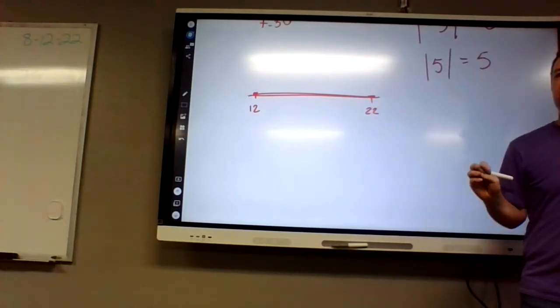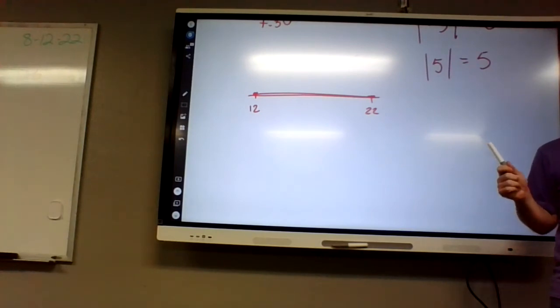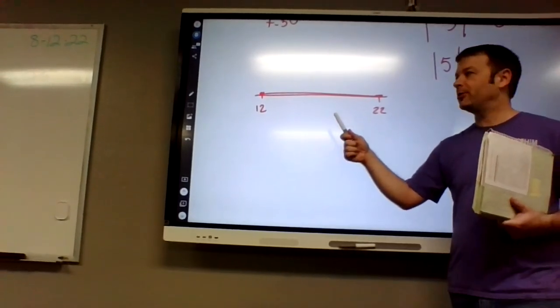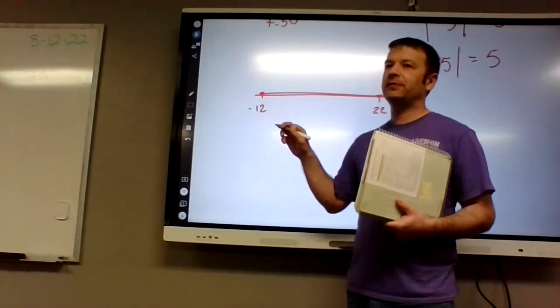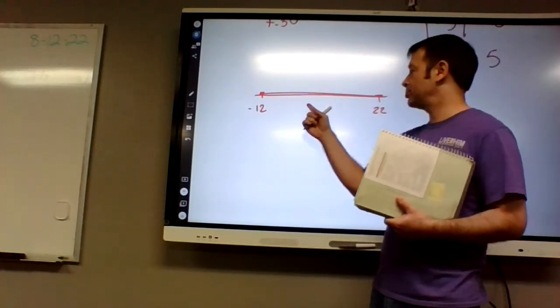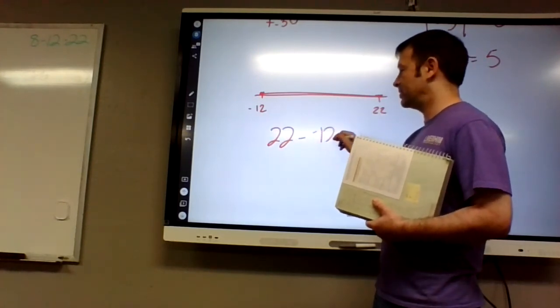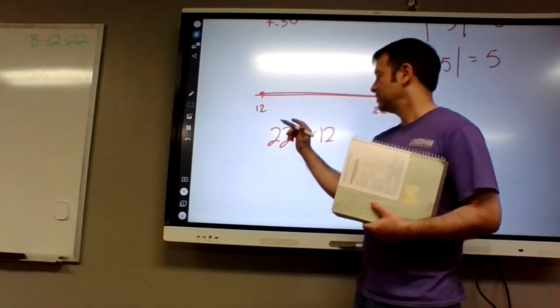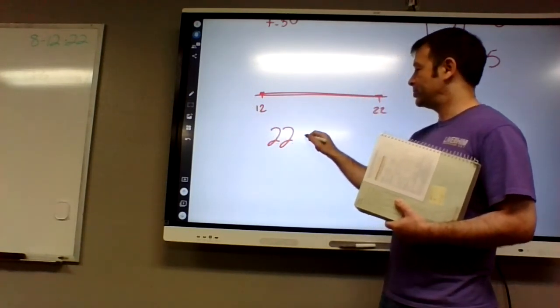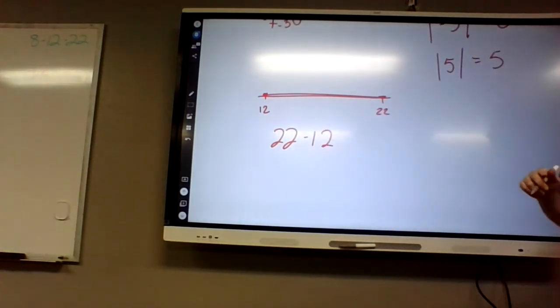Okay, this was our bell work question. The first question is find the length of the segment. How did we do that in the bell work? Subtract. Just do the big one minus the small one. What if this had been a -12? It would be farther, but you still subtract 22 minus -12. But that is not the actual problem, so don't do that. How far is it from 22 to 12? 11. Just 10.